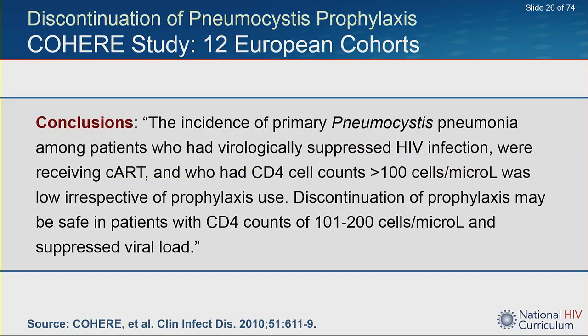It came from this COHERE study, and I'm just going to quote it because it's a very complicated study. This is European data. It was across 12 cohorts, and the bottom line, what they concluded was the incidence of primary pneumocystis pneumonia among patients who had virologically suppressed HIV infection and were receiving combination antiretroviral therapy and who had CD4 counts greater than 100 was low irrespective of prophylaxis used. Discontinuation of prophylaxis may be safe in patients with CD4 counts between 100 and 200. That paper's been out there now for about 6 or 7 years.